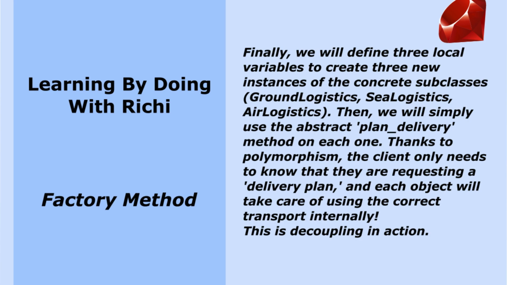Finally, we will define 3 local variables to create 3 new instances of the concrete subclasses: ground logistics, sea logistics, air logistics. Then, we will simply use the abstract plan_delivery method on each one. Thanks to polymorphism, the client only needs to know that they are requesting a delivery plan, and each object will take care of using the correct transport internally. This is decoupling in action.